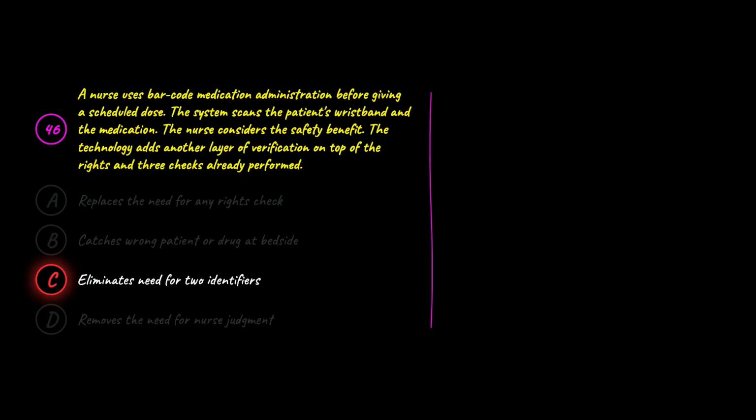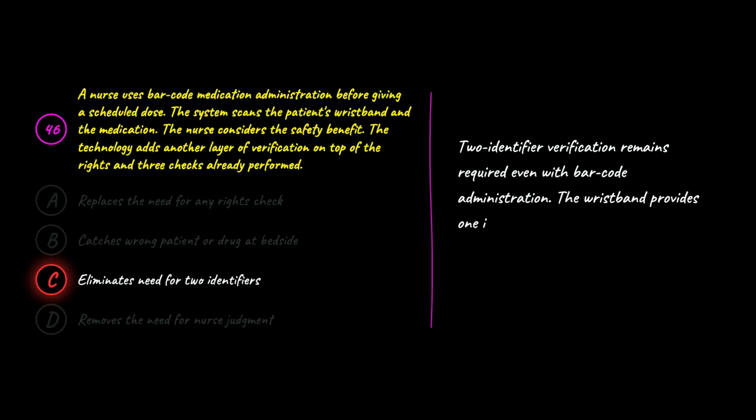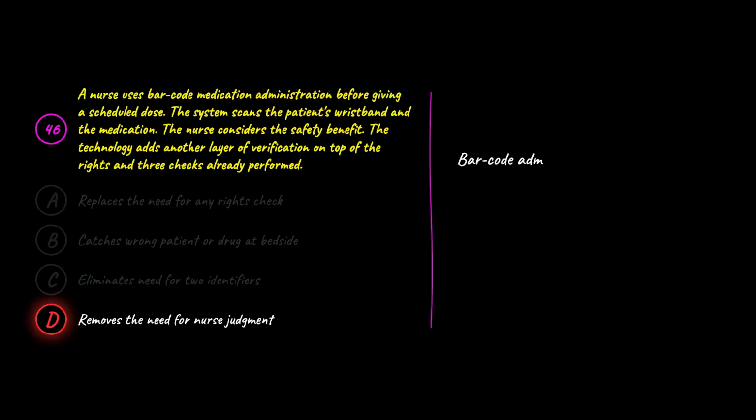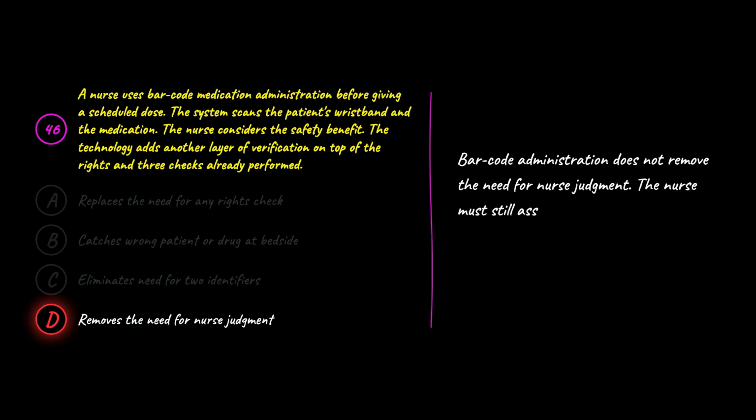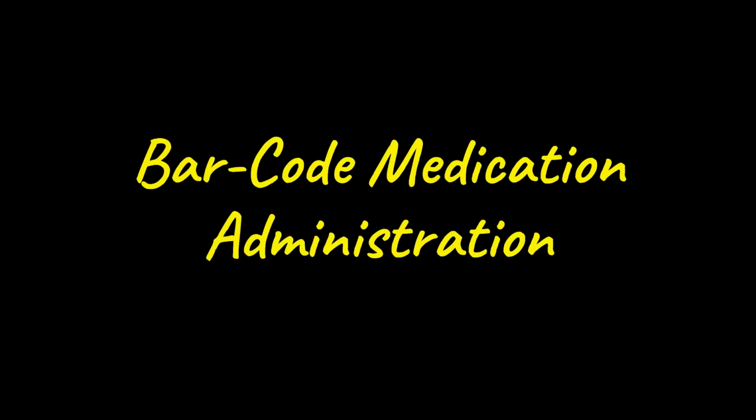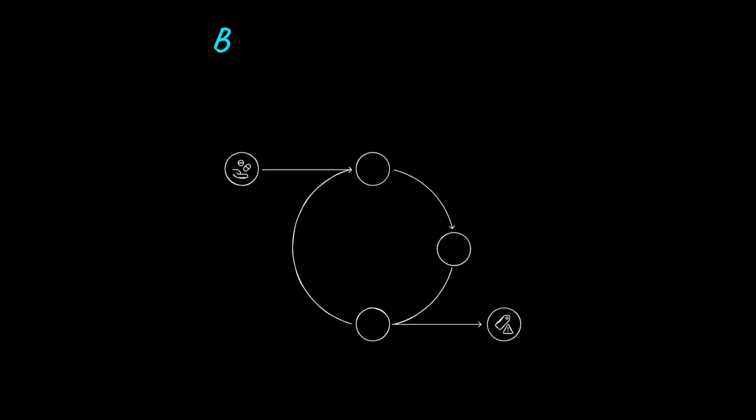safety net. C is wrong because two identifier verification remains required even with barcode administration. The wristband provides one identifier, and the nurse confirms a second identifier verbally before each medication is given to the patient. D is wrong because barcode administration does not remove the need for nurse judgment. The nurse must still assess the patient, evaluate the indication, recognize unusual findings, and decide whether the medication is safe at the moment. Barcode medication administration adds an electronic safety check at the bedside, verifying the right patient and the right medication before a dose is given.